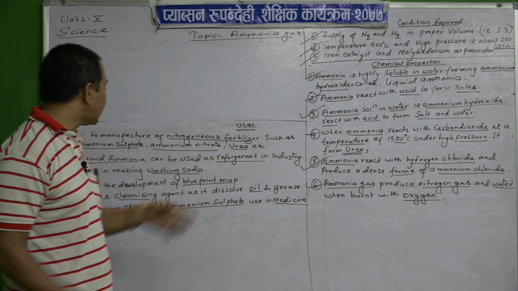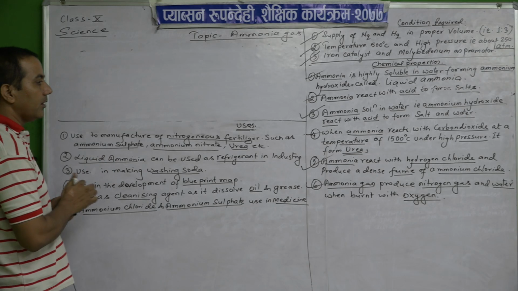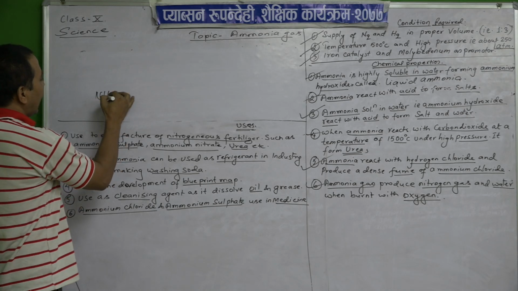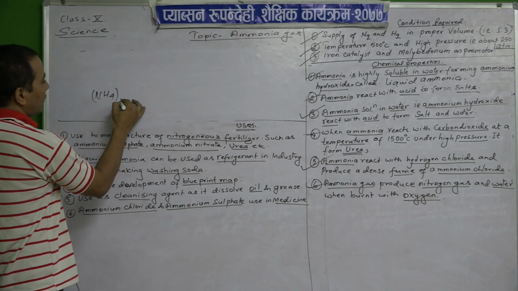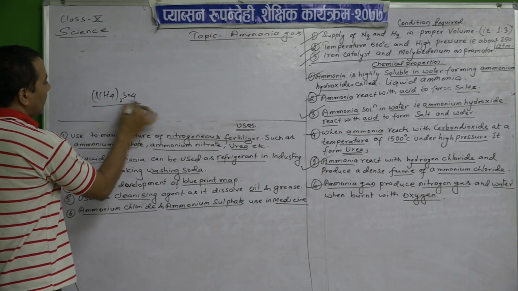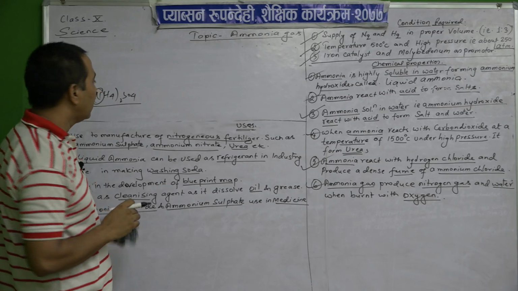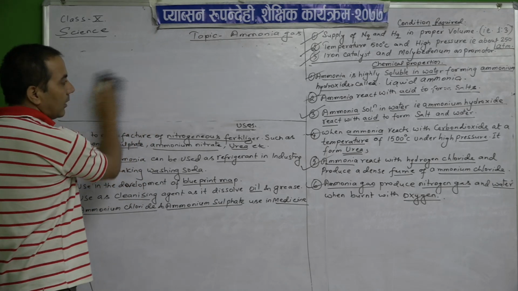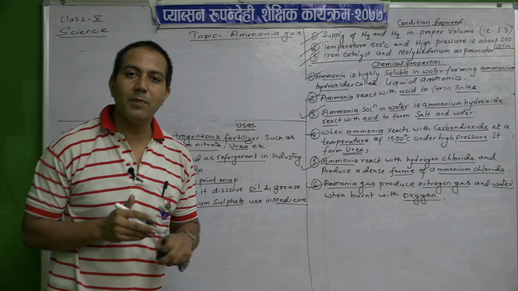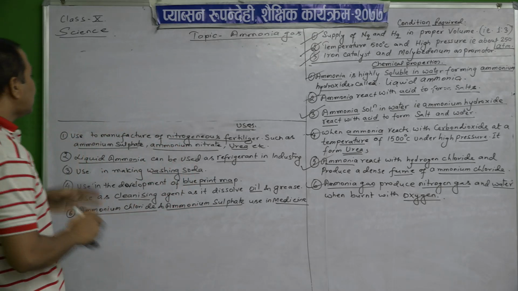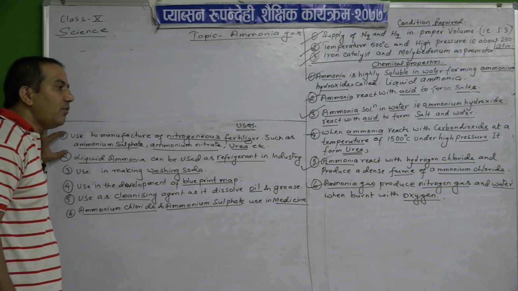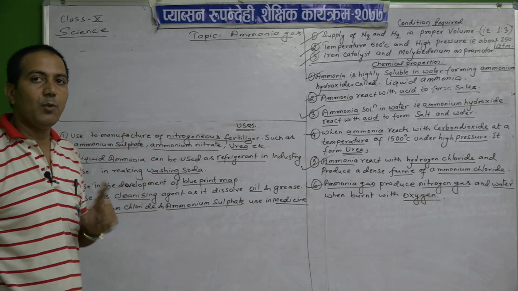Such as what? Ammonium sulfate, (NH4)2SO4, where nitrogen is present. Then ammonium nitrate, likewise urea. We have already given the chemical reactions, isn't it? So these are manufactured by the use of ammonia.